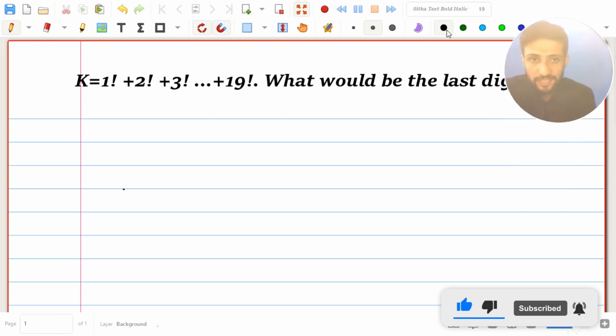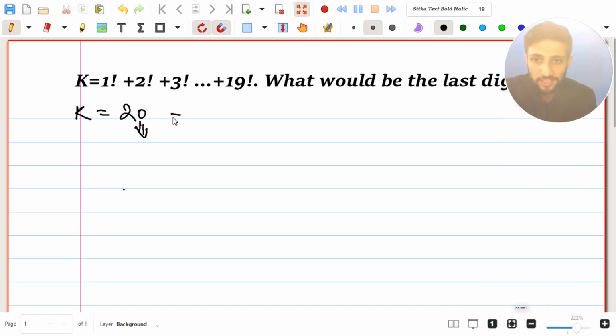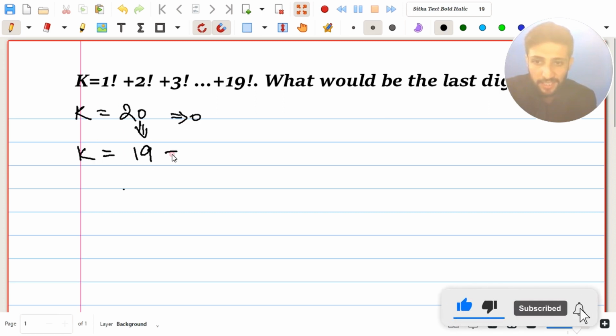So let's suppose k is equal to 20. That means my last digit here is 0. If k is simply equal to 19, then my last digit will be 9. So I have to find the last digit of k.